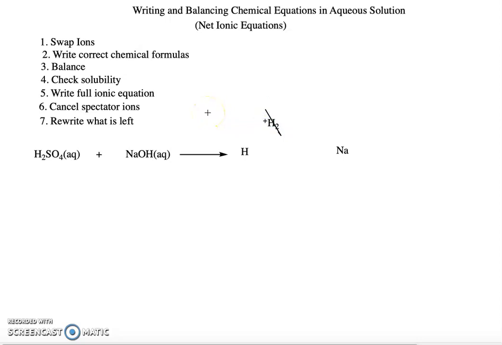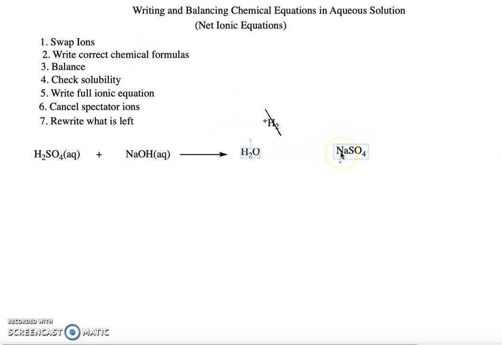There it goes. Again, we're not going to worry about how many of these ions we have ahead of time, that I have a 2 here. I'm just putting the ions. Then I'm going to swap. Okay, I hope we recognize that HOH is more commonly known as H2O. Now we're going to write correct chemical formulas. We did that for H2O.